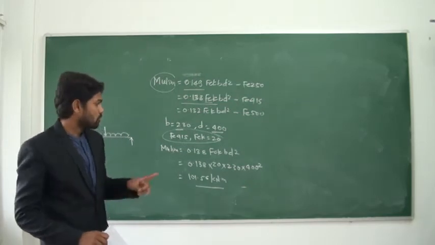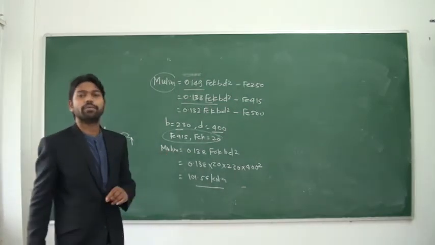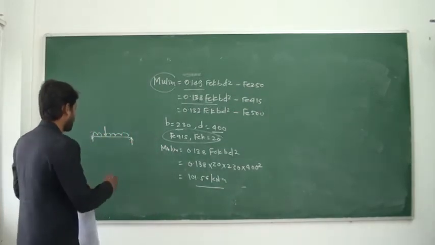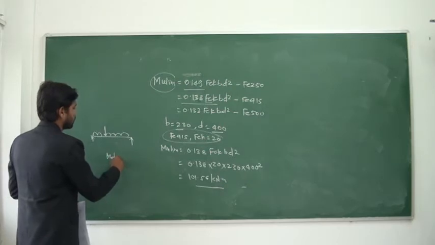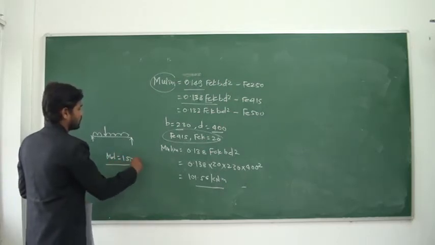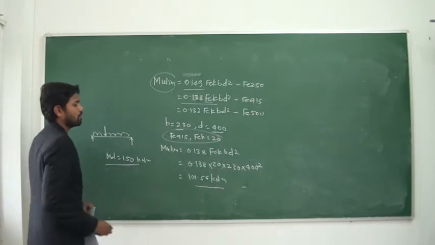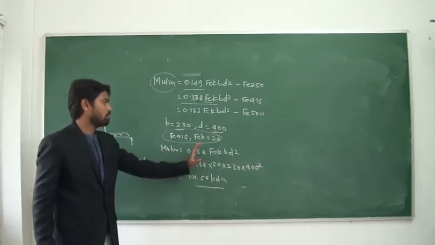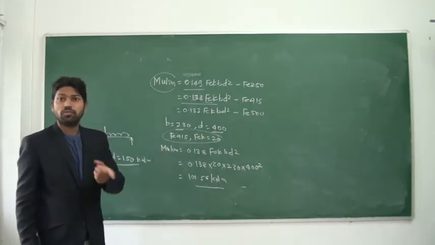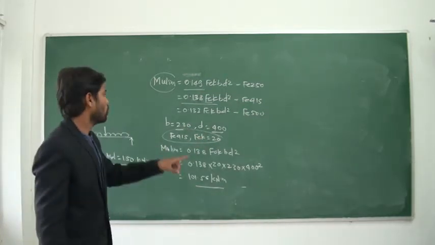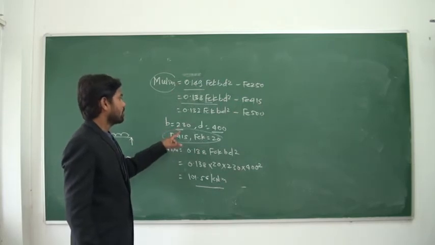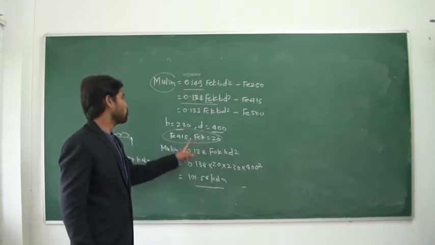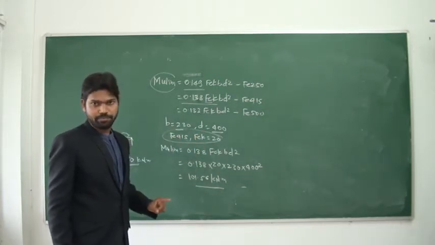In that case, you have to increase this value of MU limit. Suppose this factored bending moment MD is 150 kilonewton meter, but the limiting value is 101.56. You cannot design the beam with this specification. So in that case, what do you have to do? You have to increase the width, or you have to increase the depth, or you have to use higher grade material.